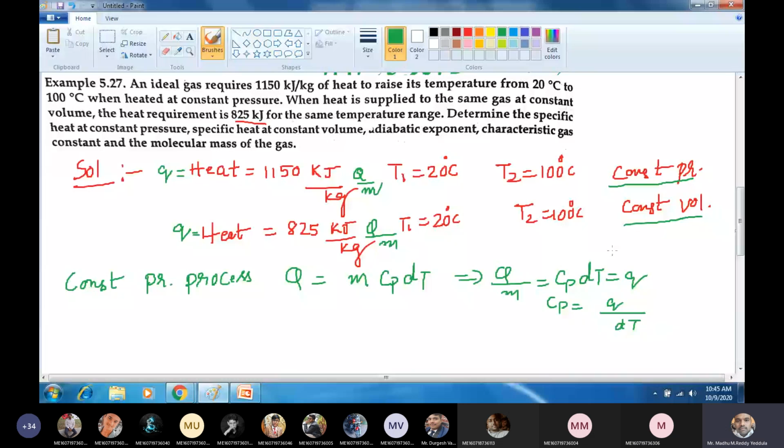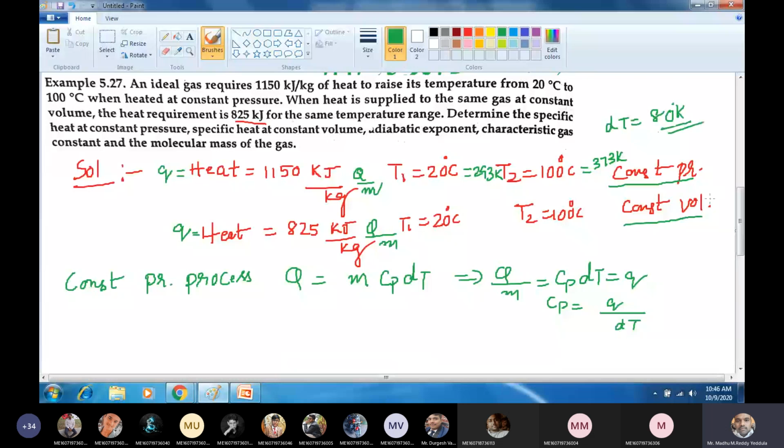Whenever there is a temperature difference, whether you convert it into absolute units or not doesn't matter. For example, 20 degrees centigrade is equal to 293 Kelvin and 100 degrees centigrade is equal to 373 Kelvin, and dT is again 80 Kelvin. If you take 20 and 100 degrees or 293 and 373, the difference remains the same, 80.